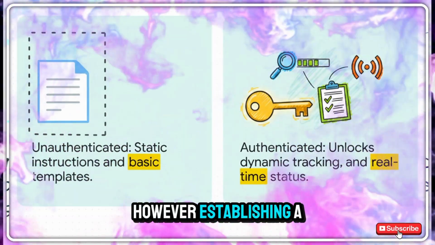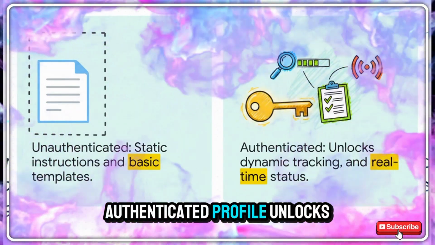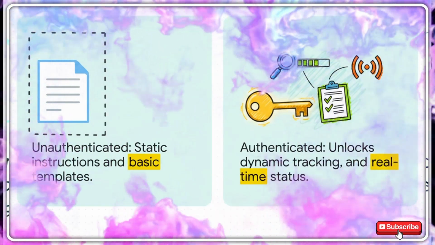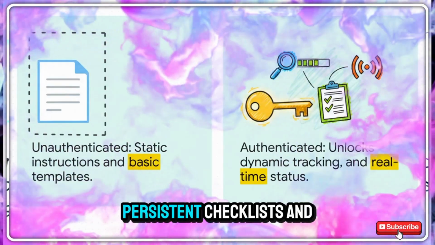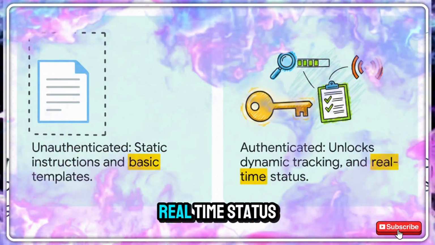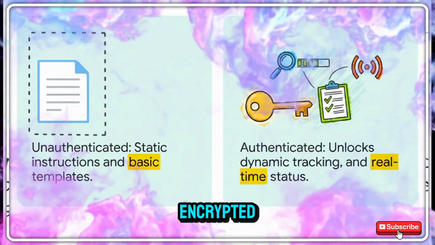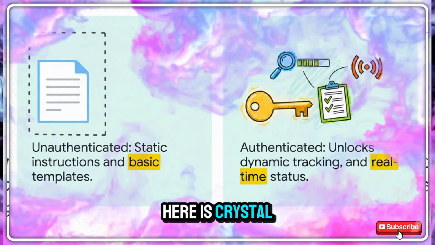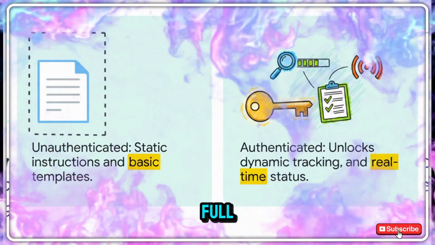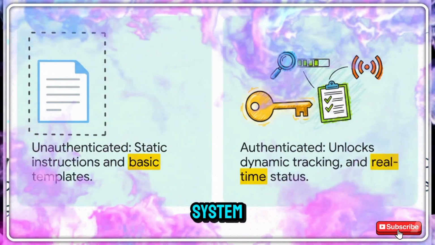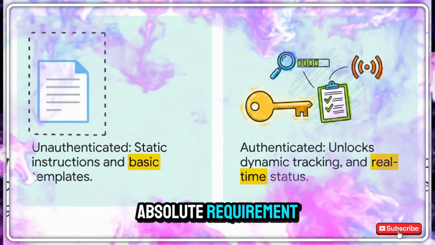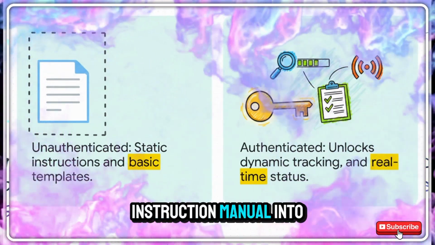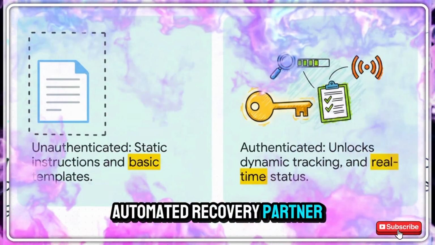However, establishing a secure, authenticated profile unlocks the true algorithmic and strategic advantages of the platform. It provides dynamic tracking, persistent checklists, and crucially, real-time status updates on that encrypted interagency transmission we discussed earlier. The actionable insight here is crystal clear. To leverage the full analytical and bureaucratic power of the system, authentication is an absolute requirement. It's what transforms the platform from a static instruction manual into an active, automated recovery partner.